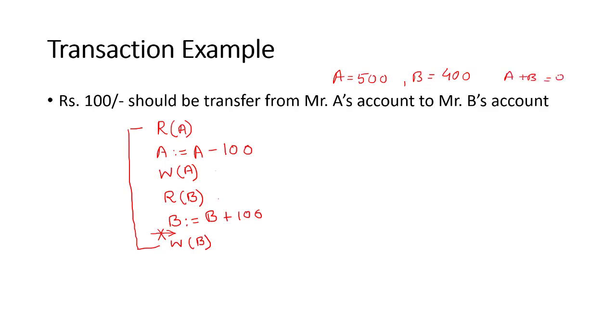Now, from the problem statement, it is clear that after the transaction, the total amount present in A and B's accounts should be 900 rupees, because we are taking 100 rupees from Mr. A and transferring that 100 rupees into Mr. B's account. So the total amount should be consistent with the previous amount. Consistency ensures that the total amount of A and B is maintained. This is an example; it can be applied to any other transaction also.